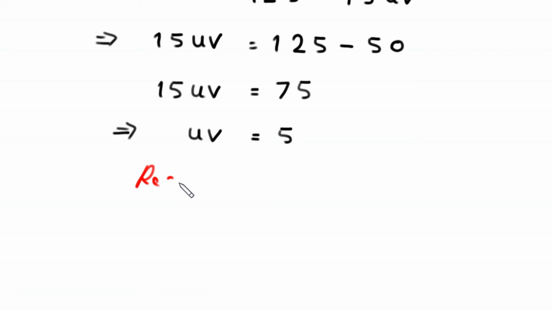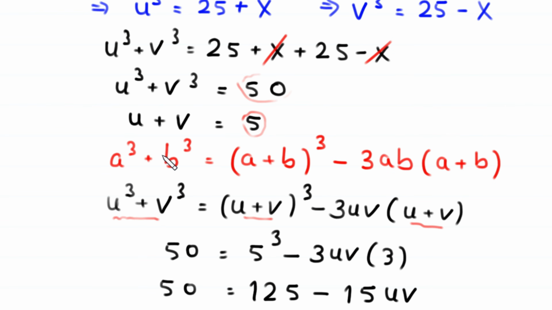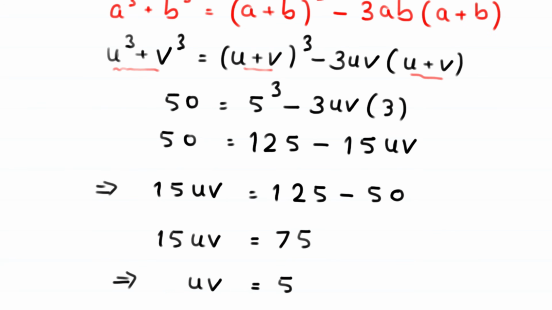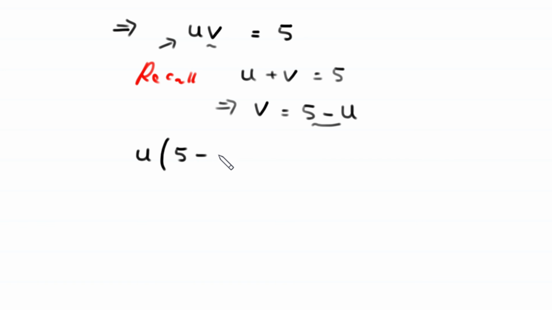We recall the equation u plus v equal to 5. If we move this u to the right hand side, this implies that v is equal to 5 minus u. So in this equation, we replace this v with this 5 minus u. So this will become u times 5 minus u equal to 5.